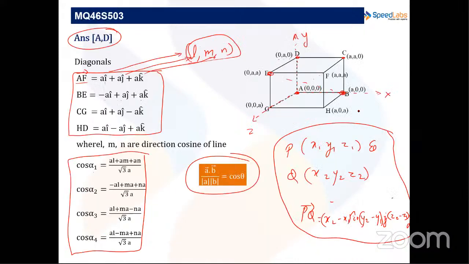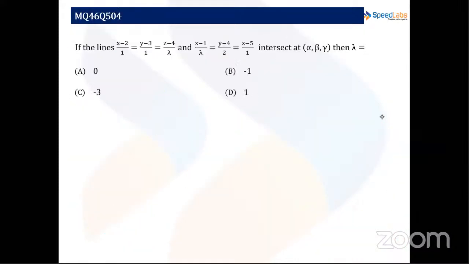Moving to the next question. We are given that the lines intersect at a point alpha comma beta comma gamma, and we are asked to find the value of lambda. So what we have to do here is, if we are having two lines, they are intersecting. Let's say they intersect at this point A. 1, 1 and lambda are the direction ratios along line 1.